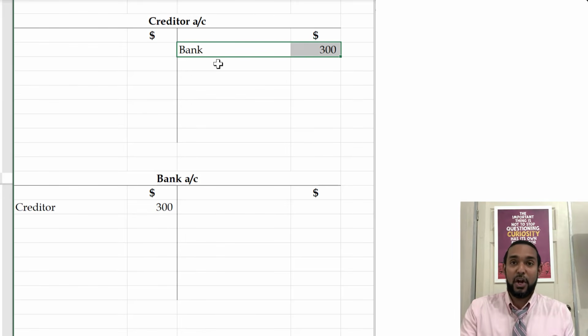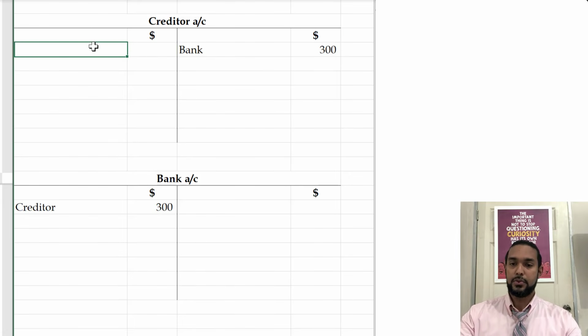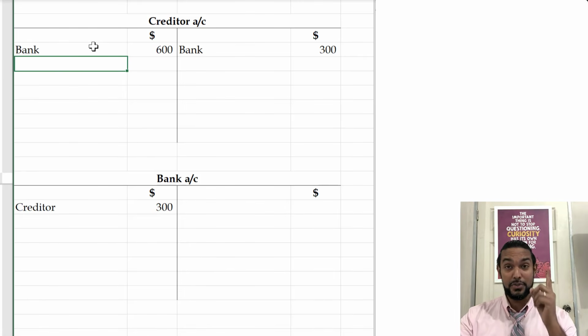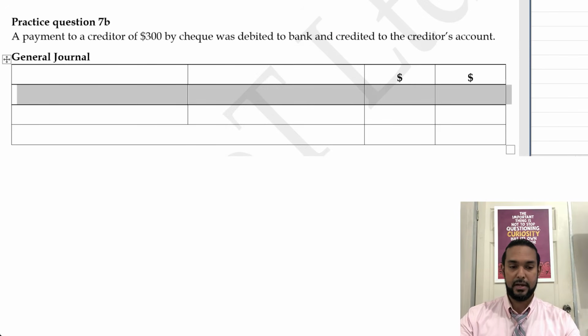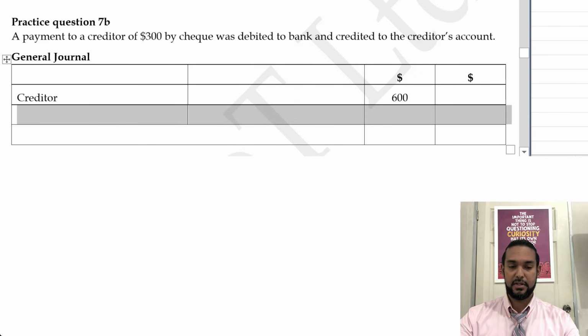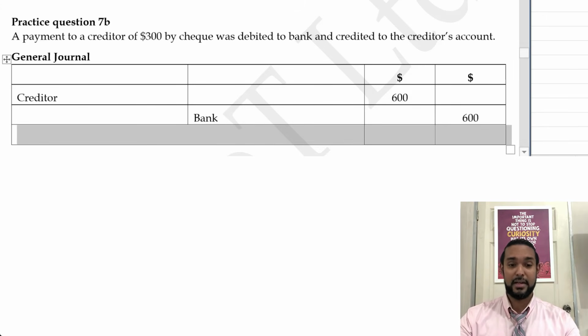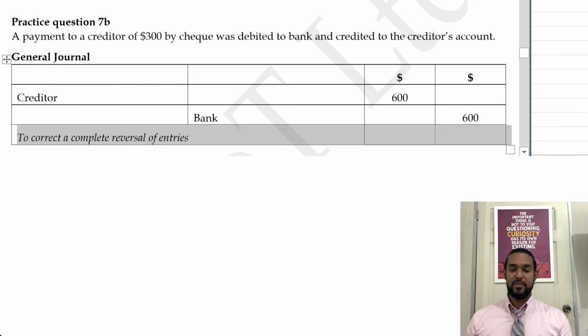Once again, we go on the correct side of the accounts and we enter double the amount. So we're going to put creditor, 600. Why double the amount? Once to undo the incorrect entry, and the second time to do the correct entry. And on the other side we put bank, 600. Now let's go across to the general journal, and we're going to see the debit to creditor and the credit to bank for 600, to correct a complete reversal of entries.